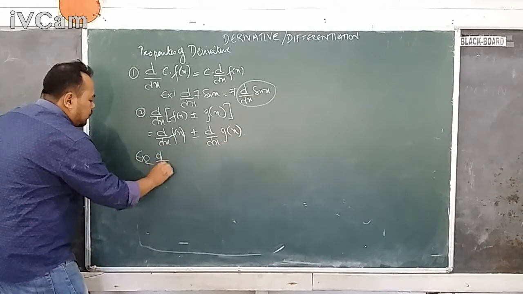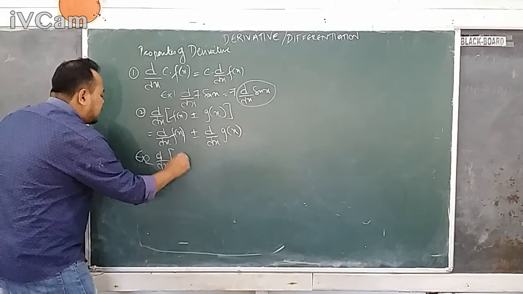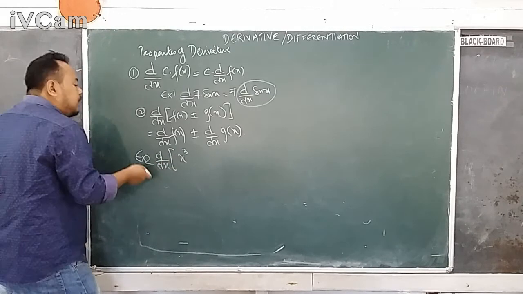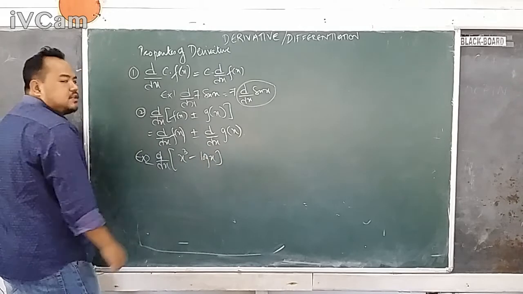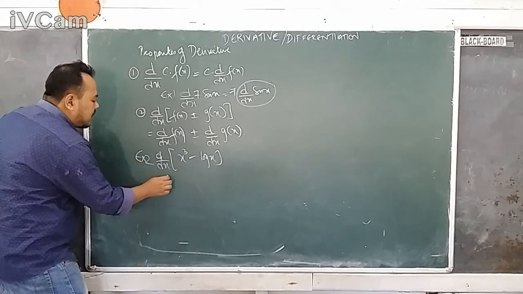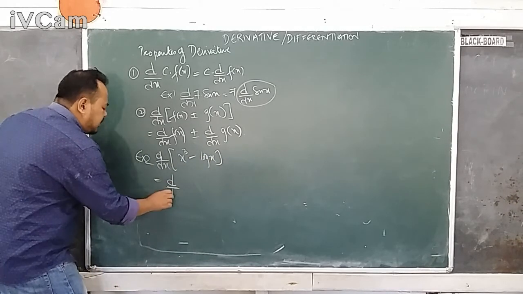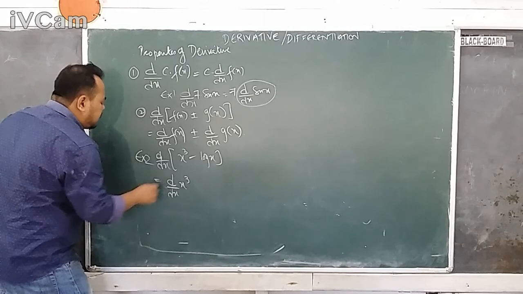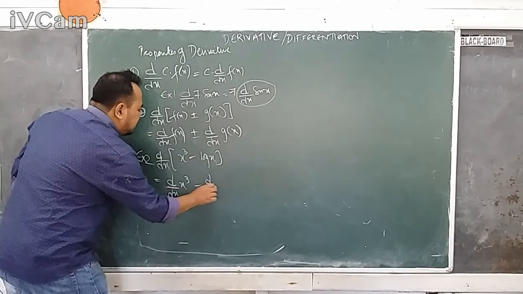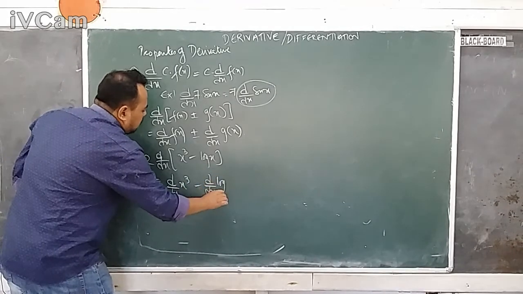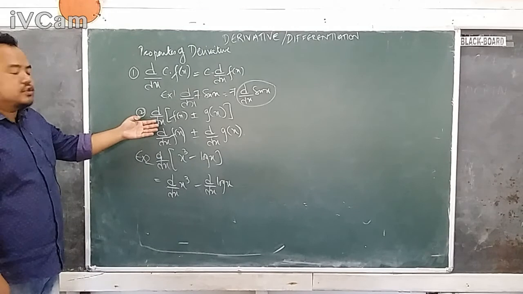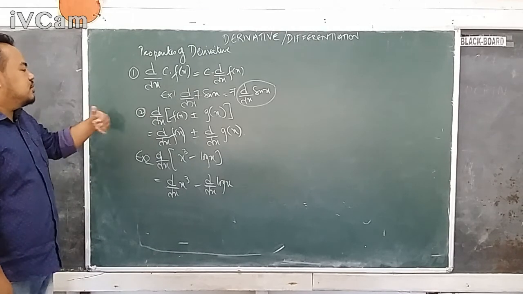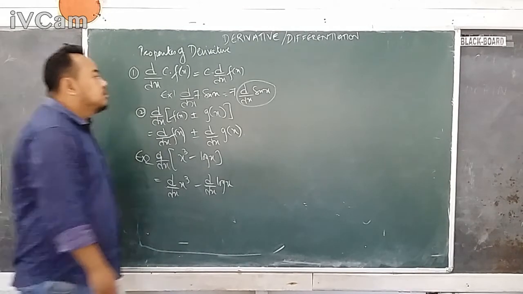Let us take two functions. One is algebraic. Algebraic means x to the power anything, minus, let us say, log x. So I need to differentiate two functions. There's a minus sign in between. So what am I going to do? I'm going to differentiate them individually. So d by dx of x cube minus d by dx of log x. Whenever there are two functions and there's a plus or a minus, you differentiate them individually. So this is property number 2.